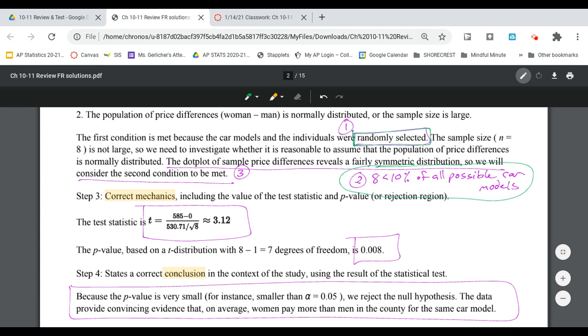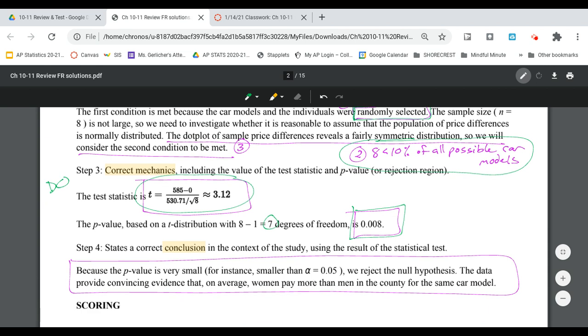Okay, step 3 is the do part. So they called that correct mechanics. So there's your equation. There's your t-score. They did 7 degrees of freedom, and they got this p-value. Now, they know that different people are using different things. Some are using the table. Some people are using the calculator. Some people are going to round a little bit more than others. So it's okay if your value is not right on. Later on in the rubric, they have descriptions of how far off you can be. Okay, but regardless, that's a very low p-value.